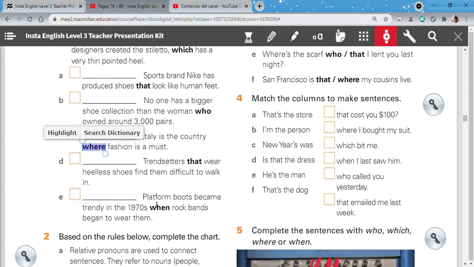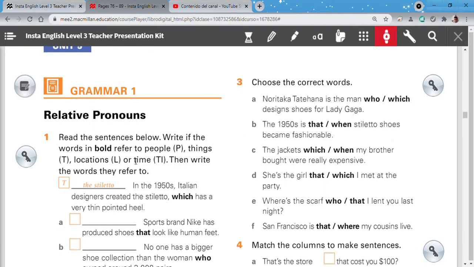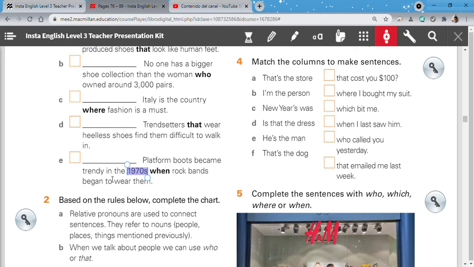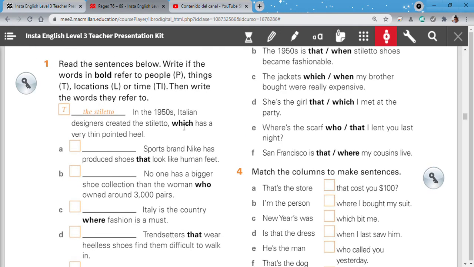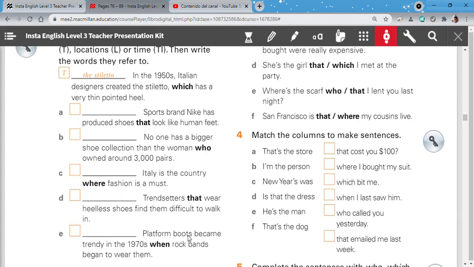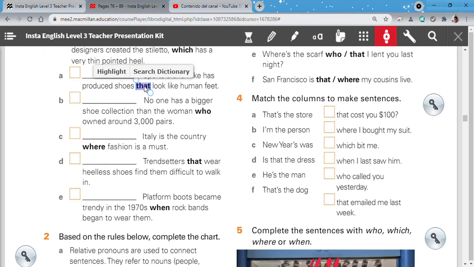Next one, letter E. Platform boots became trendy, no, a la moda, in the 1970s when rock bands began to wear them. There is a date. Aha! Time, TI, time. In the 1970s. Okay, in the 1970s. Excellent. So, the key words are the words in bold: which, that, who, where. I repeat, that and when. But remember, that can refer to things or that can refer to people. Okay, in this case, it could be about girls.